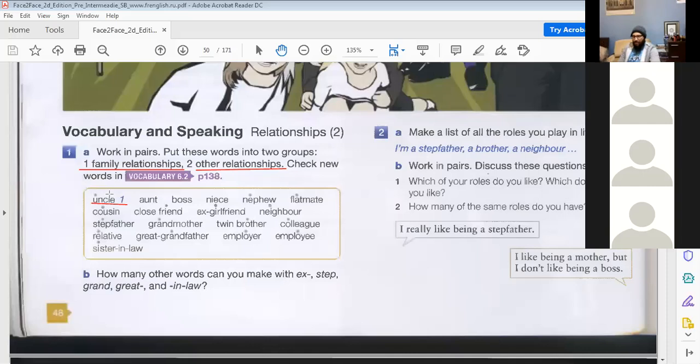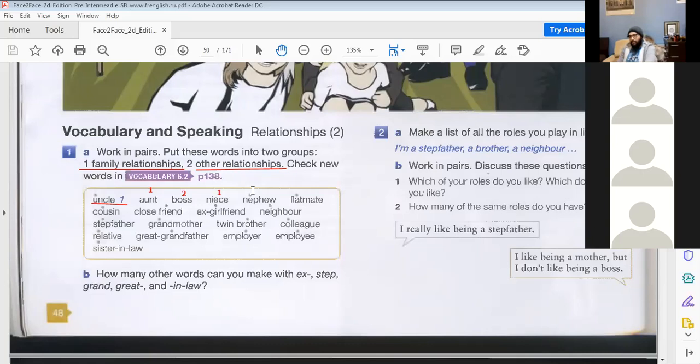Okay? All right. So number 1, an uncle, of course, is family. What about aunt? Family. One. Yeah, 1 family exactly. So number 1. What about boss? 2. Other. 2. Niece. 1. Correct. Niece is the daughter of your brother or sister. The daughter of your brother or sister. Do you get the idea?